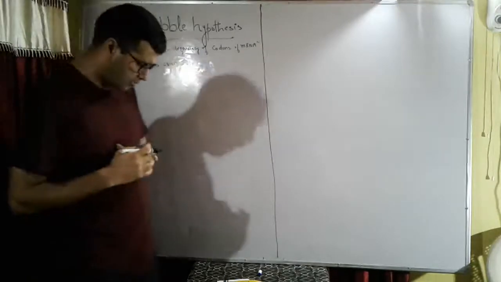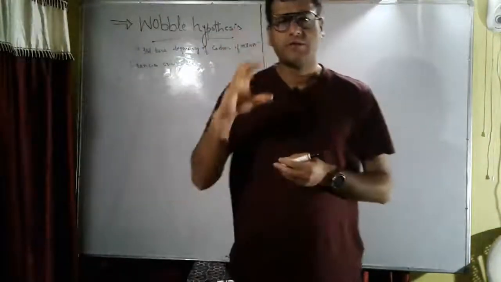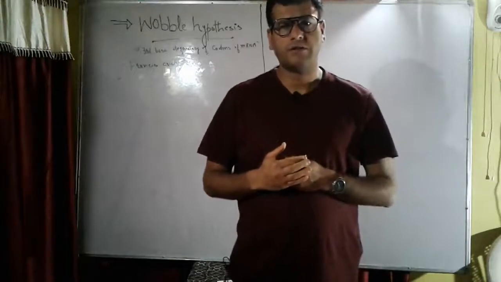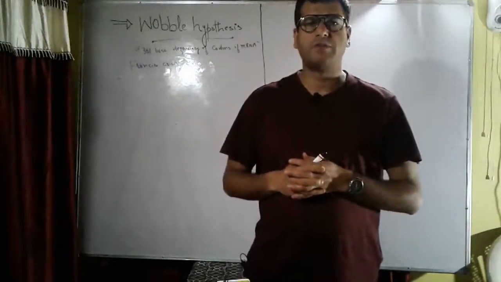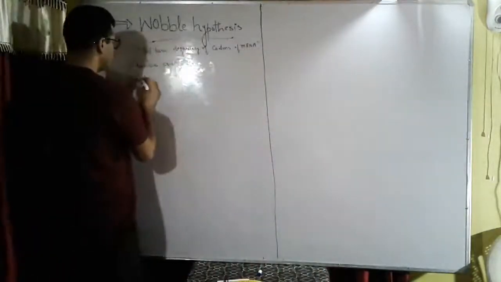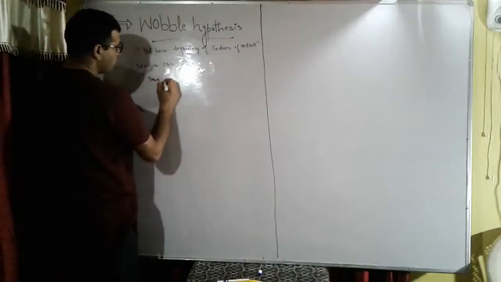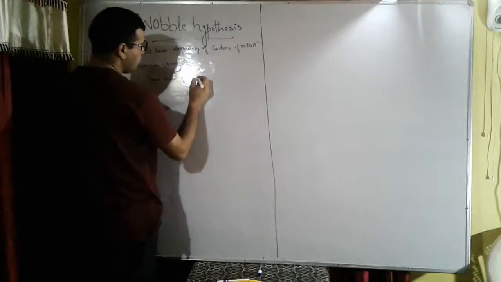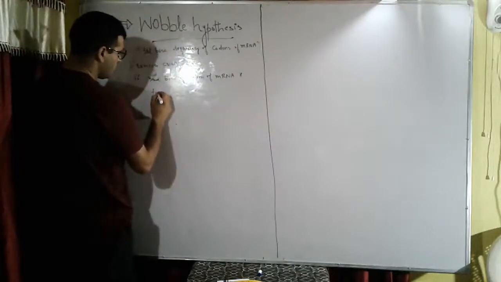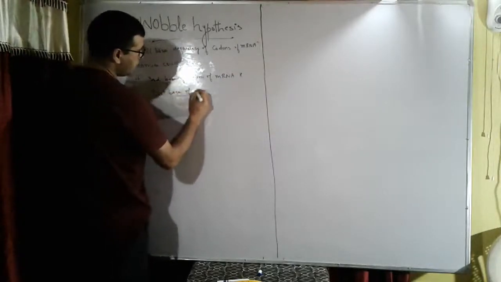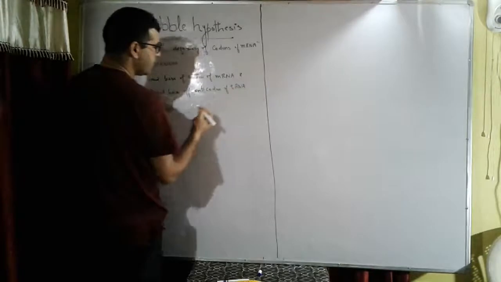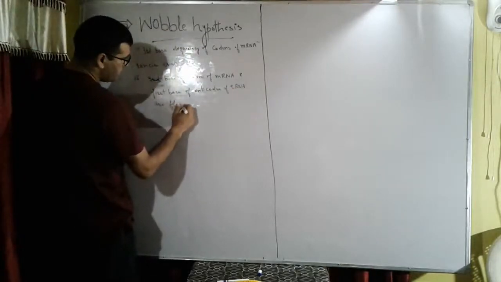So what do you mean by wobble hypothesis? According to the wobble hypothesis, the third base of the codon of mRNA and the first base of the anticodon of tRNA are flexible in base pairing.